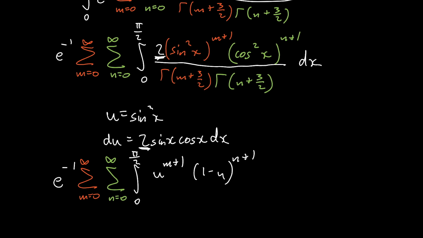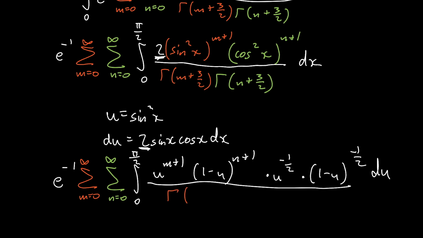And from our differential element, we're going to have to divide by sin x cos x. So we're just going to multiply this by u to the minus a half and 1 minus u to the minus a half du. And of course, this is still divided by our gamma function of m plus 3 over 2 times our gamma function of n plus 3 over 2.